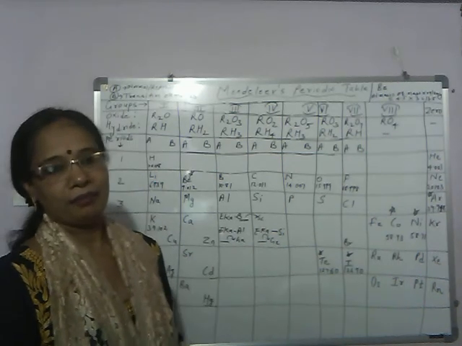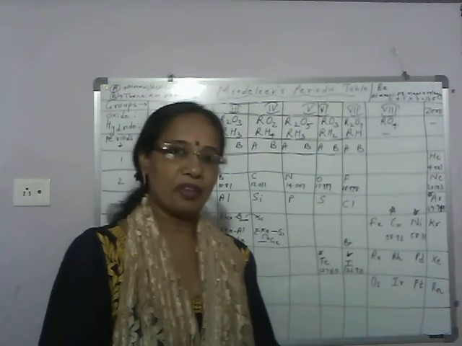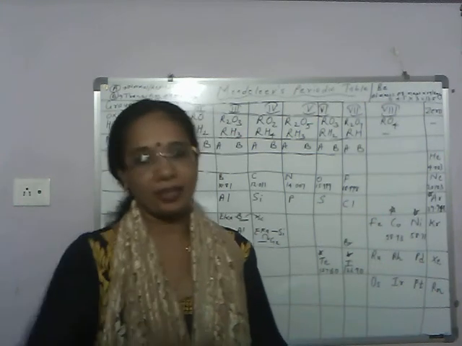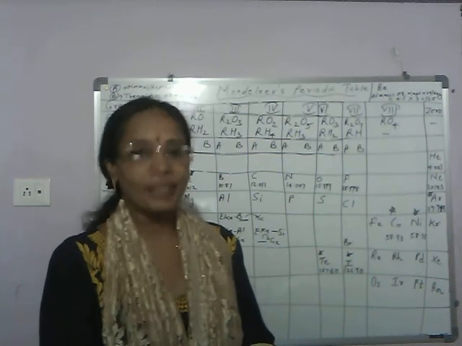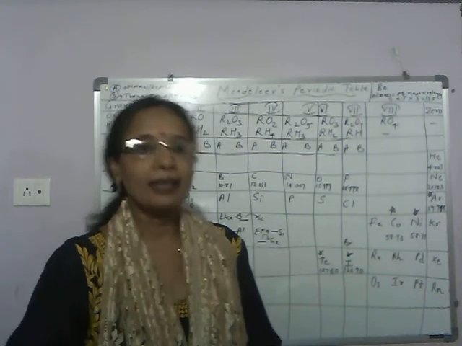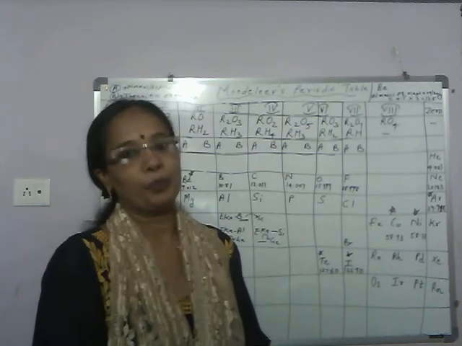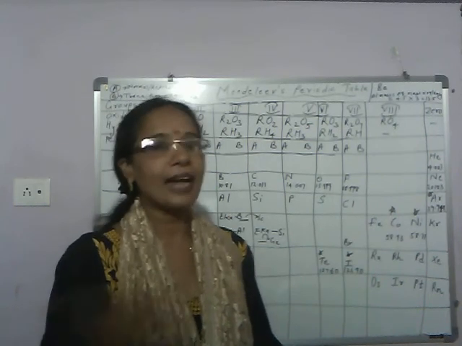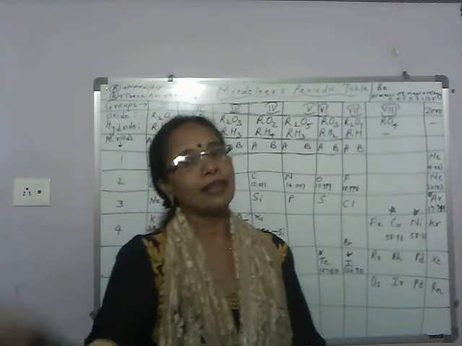This way, Mendeleev in his periodic table left some blank spaces for the elements which will be discovered in future, and later they were discovered, and the properties were also as predicted by Mendeleev based on the preceding elements of that group. So this is the third advantage of Mendeleev's periodic table, prediction of new elements and their properties.